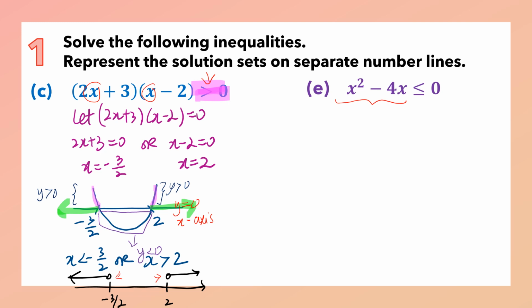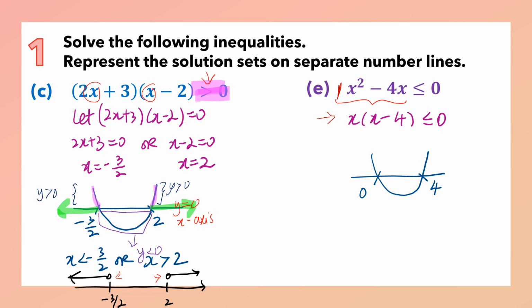Okay, let's go back to part E. The quadratic expression given is not factorized, so we have to factorize it. The common factor will be x. Factorize it, you will get x bracket x minus 4. The coefficient of x squared is 1, so we'll get a U-shaped curve again. Let's draw our U-shaped curve. The two x-intercepts will be x equals 0 and x equals 4.